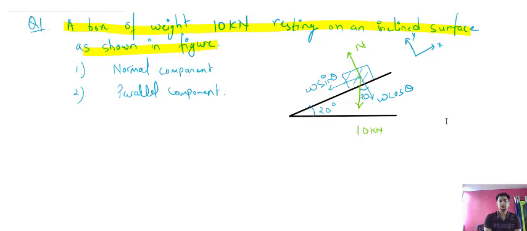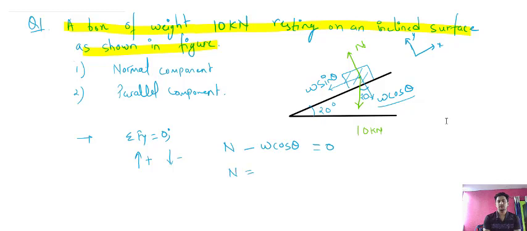So first of all we need to calculate the normal component. Which one is the normal component? The normal component will be this one, which is balanced by this component. So summation of Fy equal to 0. If this box needs to be in equilibrium on this surface, the summation of all the forces in the y direction should be 0. Since normal is going upwards, we take upward forces as positive and downward forces as negative. So what will be the equation? Normal is positive as it is going upward, and W cos theta is negative as it is going downward, so it equals 0.